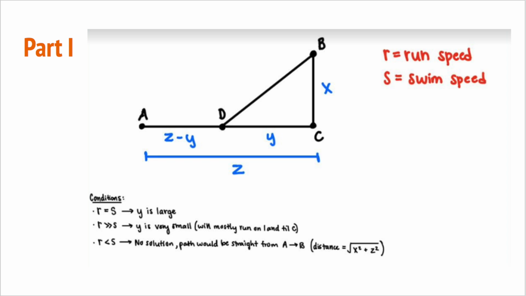If her running speed is less than her swim speed, then we can assume that there is no solution, because she would just swim the entire way straight from A to B, and the shortest distance and time would be the Pythagorean theorem of X and Y to get the distance from A to B.